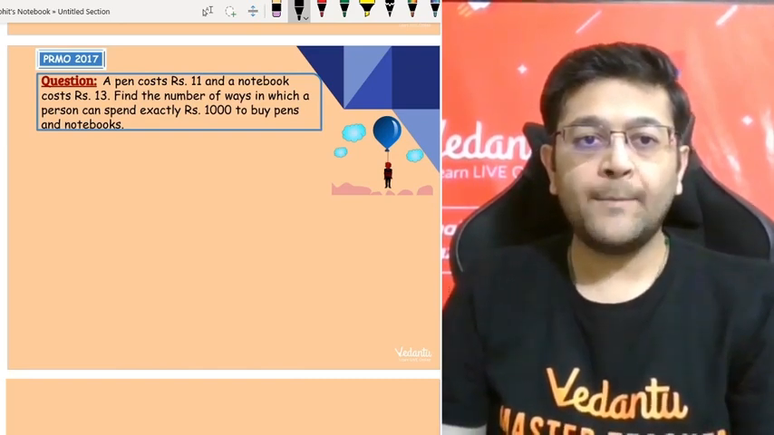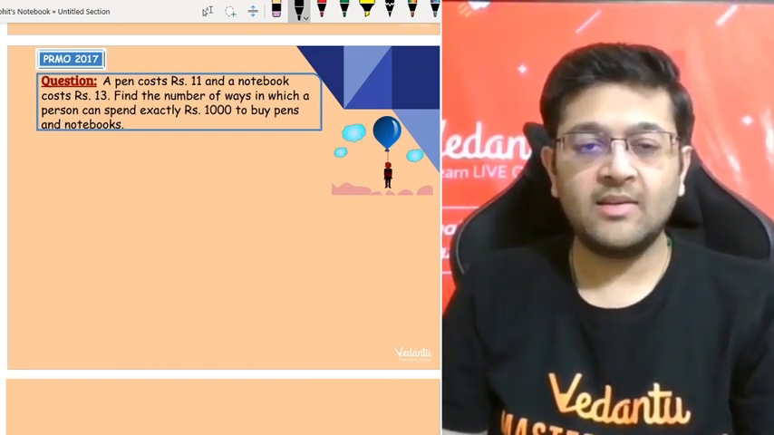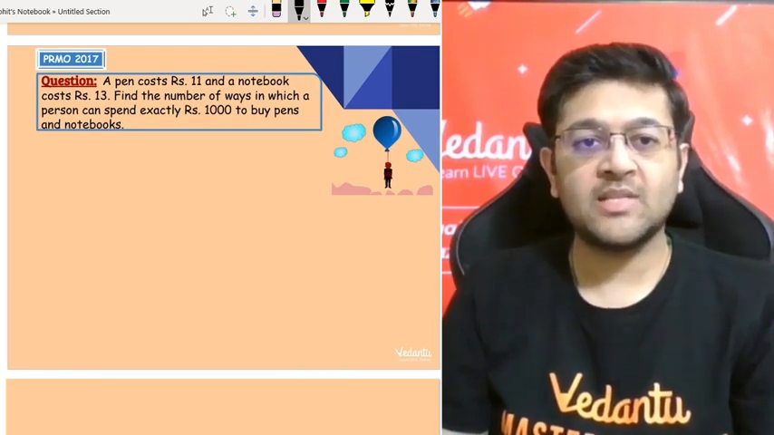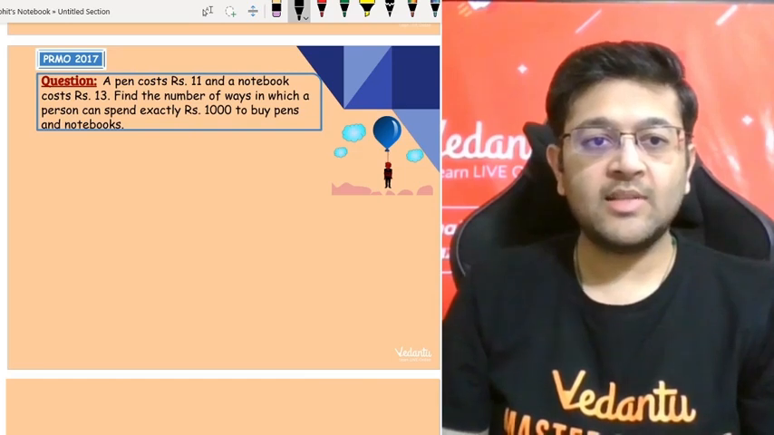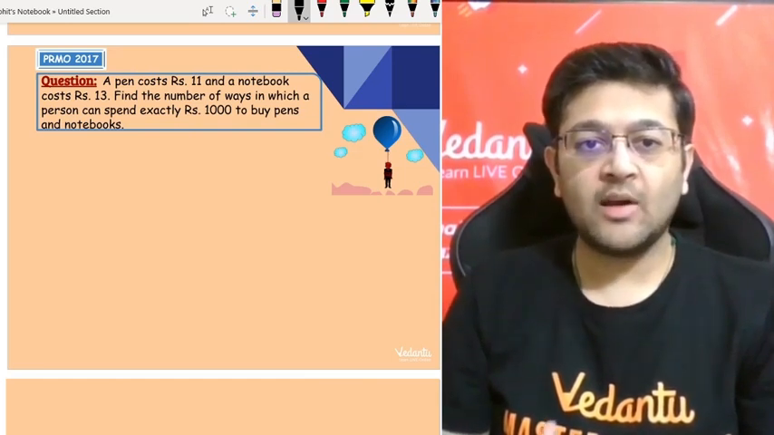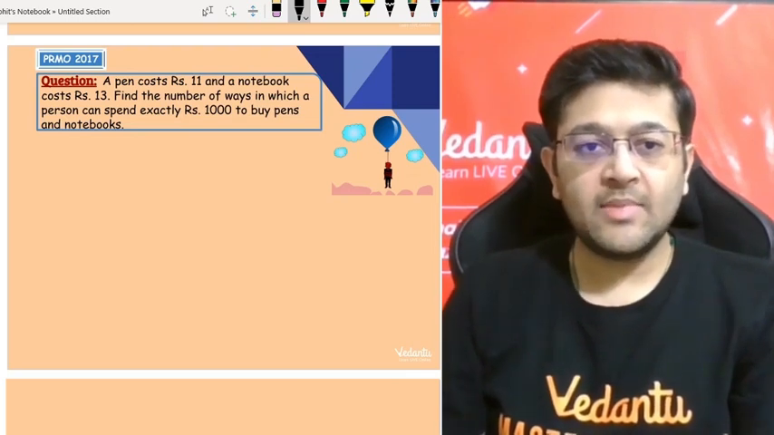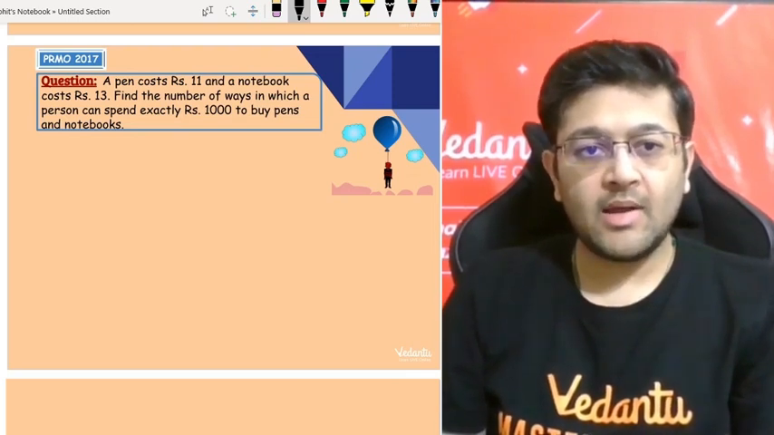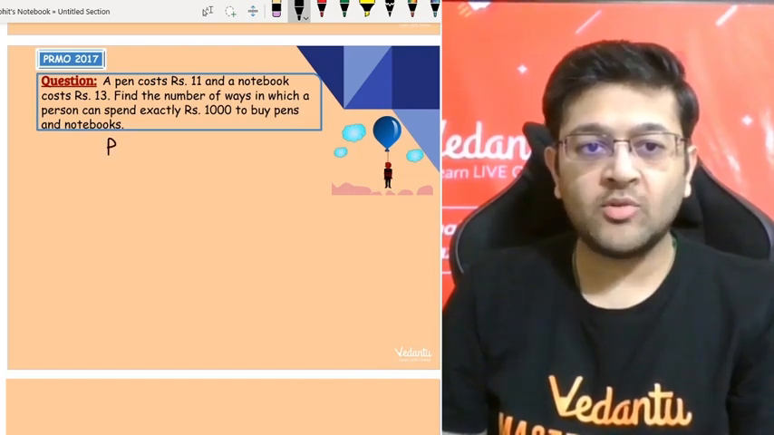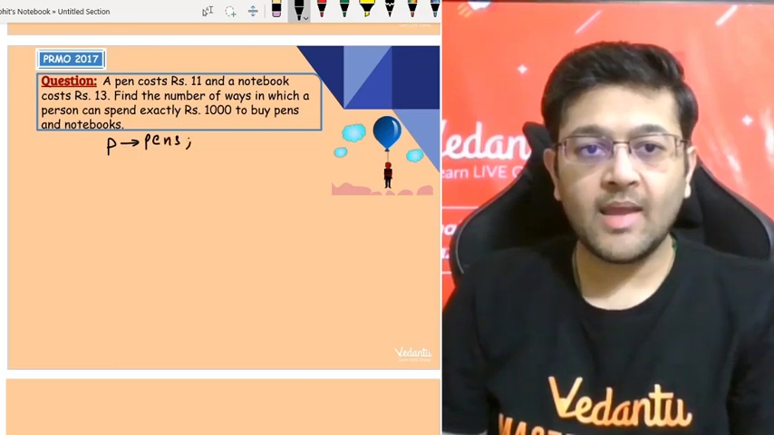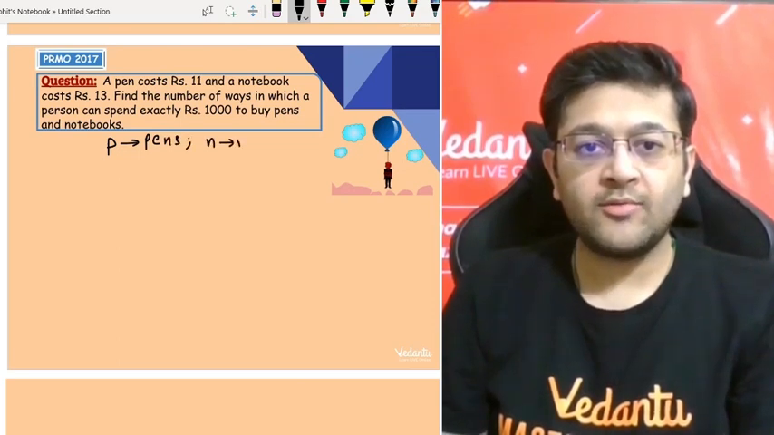If you see, a pen costs rupees 11 and a notebook costs rupees 13. Find the number of ways in which a person can spend exactly 1000 rupees to buy pens and notebooks. Let's take some variables. Let's say in 1000 rupees I'm able to buy p pens and n notebooks.